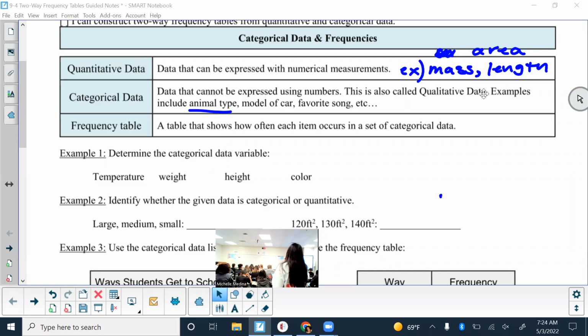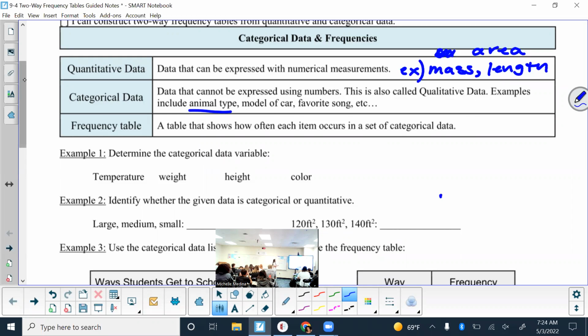So then other types of categorical data, like models of car, favorite song, types of music you listen to, anything that is not numbers is your categorical data. And then we're going to be looking at frequency tables, which are tables that show how often each item occurs in a set of categorical data. So we're not looking at numerical data, just categorical. So let's see if you understand the vocab.